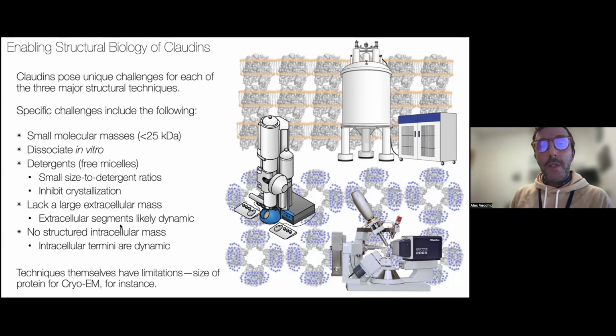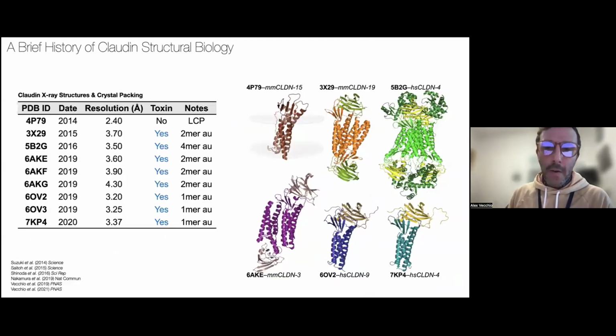The techniques themselves also had limitations. Crystallography, obviously, in high solvent content crystals and things like that, NMR for dynamics and size, and free detergents. But then cryo-EM, the molecules themselves at less than 25 kilodaltons are just too small to see, right? And so a brief history of claudin structural biology can really be encapsulated in one slide.